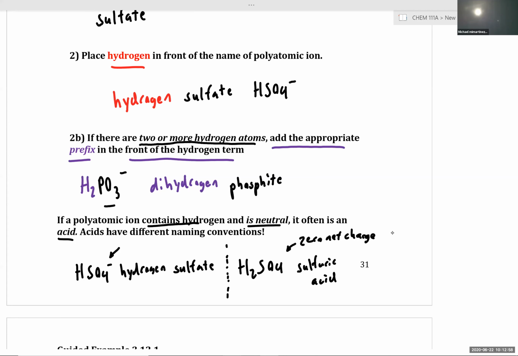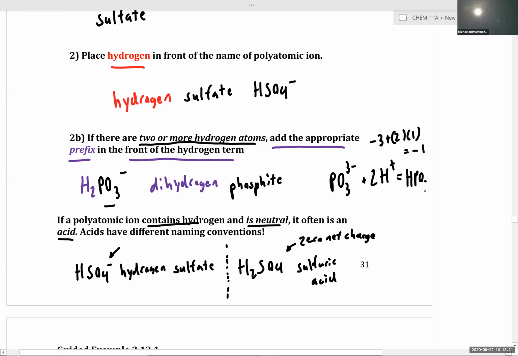Yes. So for hydrogen phosphite, for example, if we have PO3 3 minus and we add 2 H pluses, our overall charge will be -3 plus 2 times 1, which would give us an overall charge of -1. In order to calculate the overall charge of your hydrogen-containing polyatomic ion, you add the charge of your polyatomic ion to the charge of your hydrogen atoms. Does that make sense so far? Another way of thinking about it, we have 2 hydrogen atoms, so our charge becomes positive by 2 units.